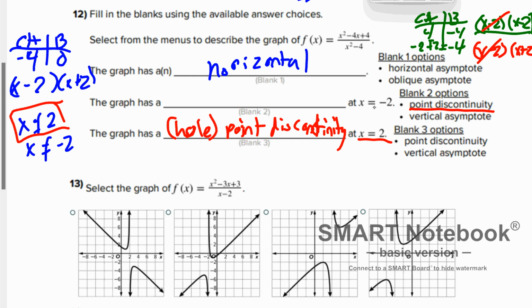Now at x equals -2, nothing canceled. So at x plus 2, we get x cannot equal -2. That didn't cancel, so that means we have a vertical asymptote there. Cool.